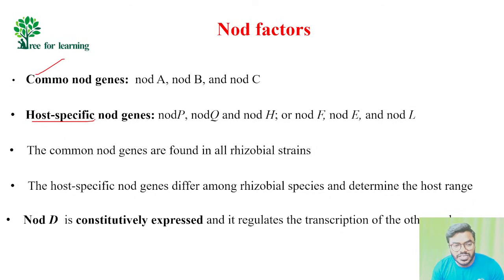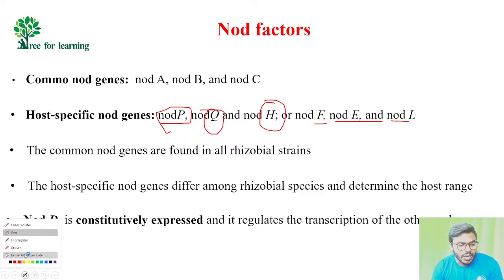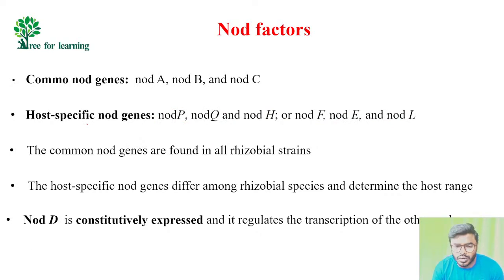Then host specific nod genes, the name itself is very clearly indicating it is not at all present in every bacteria. Only a specific bacteria contains this particular gene. That's why we are calling it host specific. I want you to remember every single example. Common nod genes are nod A, nod B, as well as nod C. And friends, host specific nod genes are nod P, nod Q, nod H, nod F, nod E, nod L. Right? These are all said to be what, friends? Host specific nod genes. I want you to remember.